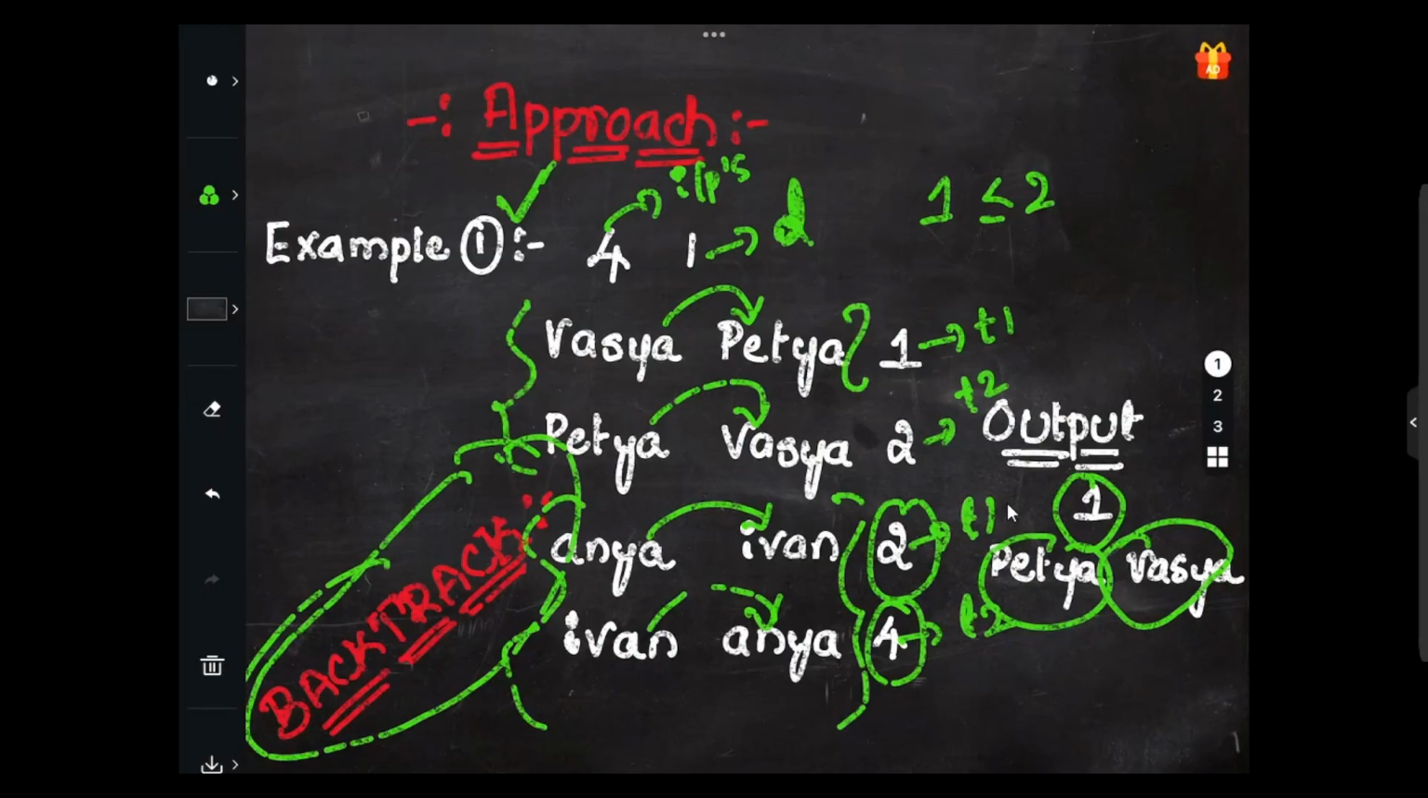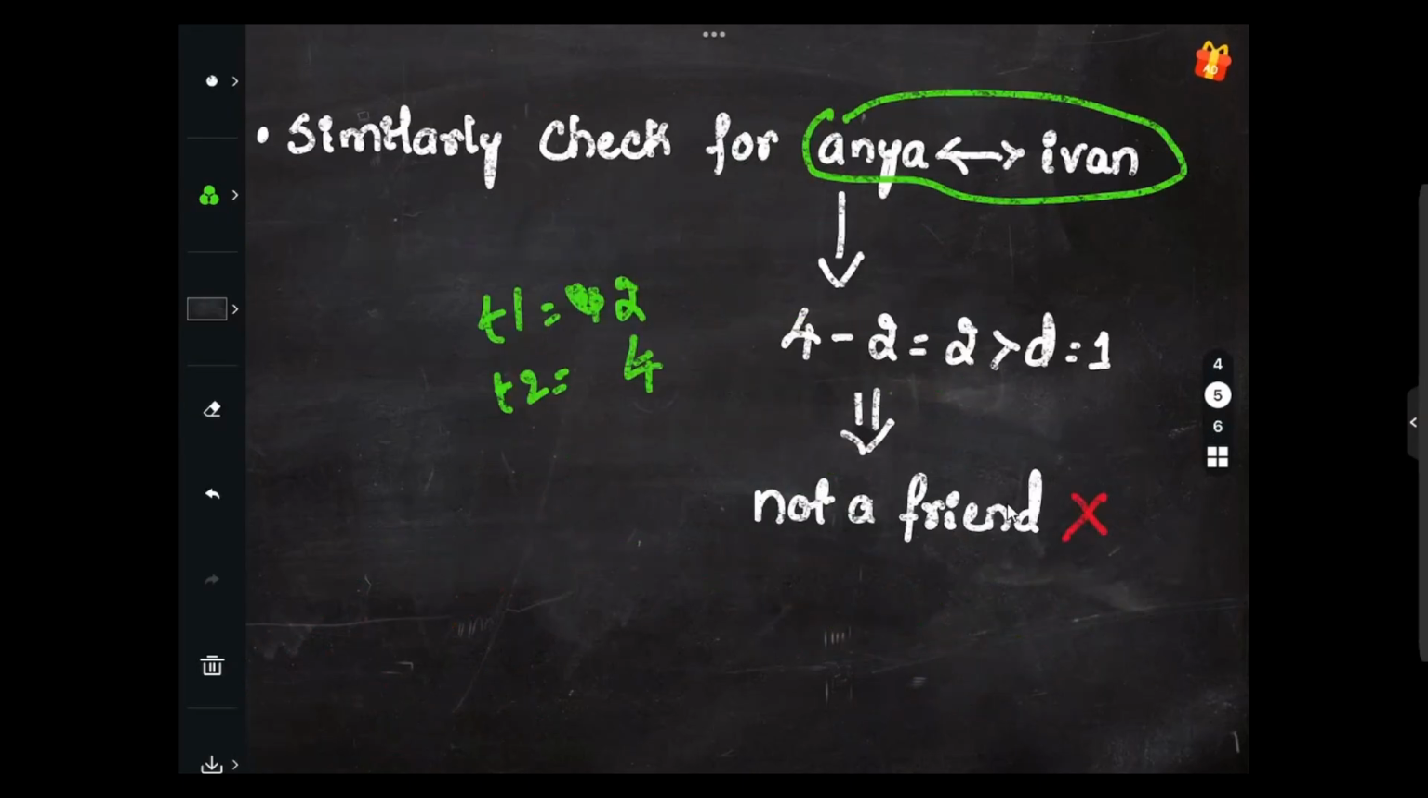Right now, Anya has sent a message to Ivan at time t1 2, and Ivan has sent a message to Anya at time t2 4. Right. So this we are considering. t1 is nothing but 2 here. t2 is nothing but 4 here. Now we have to consider t2 minus t1 is less than or equal to D. So 4 minus 2 is nothing but 2, and D we have been given 1. Is 2 less than or equal to 1? No. 2 is greater than 1. 2 is not less than 1, and also 2 is not equal to 1, right? So 2 is obviously greater than 1.